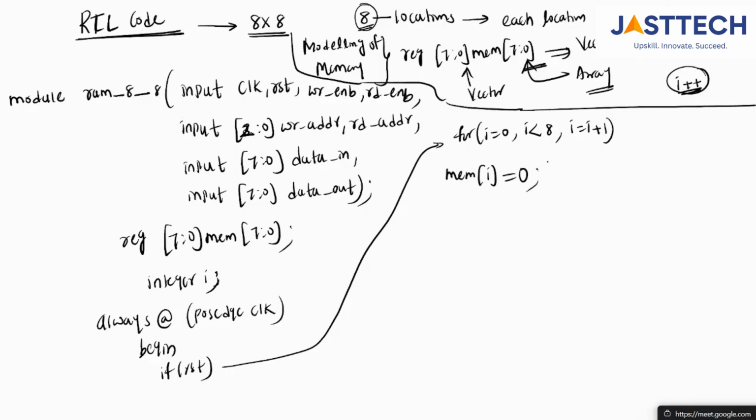Mem of i equal to 0. So normally what you are doing is clearing the content of all the locations, all the RAM locations. Next, I will write the write operation. Here I will write the write operation.